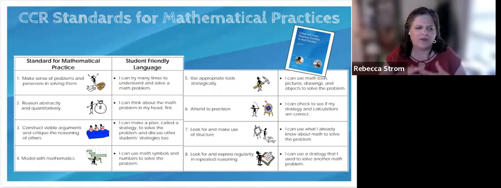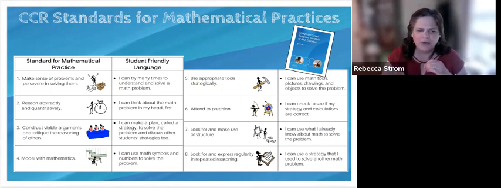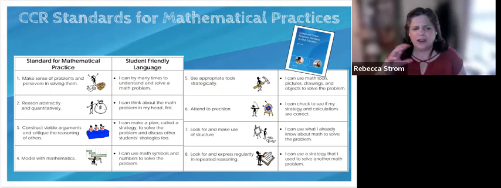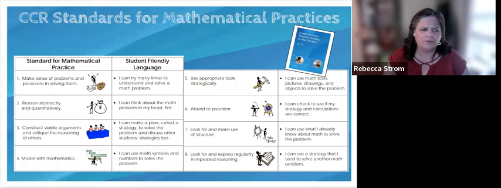We want them to be able to make sense of a problem and persevere in solving them. Are they attending to precision? Did they make use of structure and look for patterns? So I want to think about how we can develop this deeper understanding, but give students the ability to develop their math practices as well.